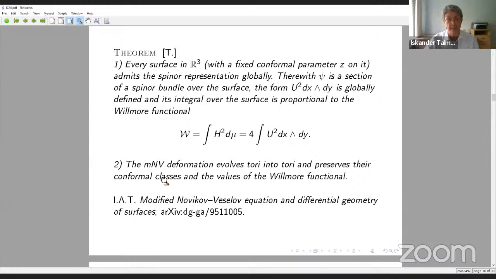And moreover, it appears that if we consider the Konopelchenko deformations of the tori, this deformation evolves tori into tori and preserves their conformal classes and the values of the Willmore functional.